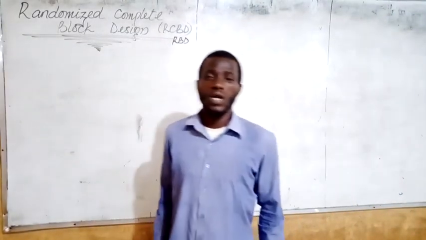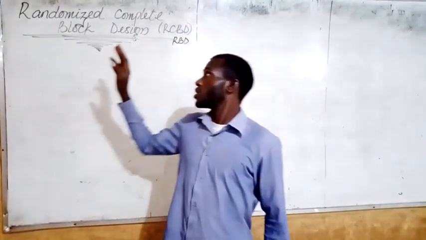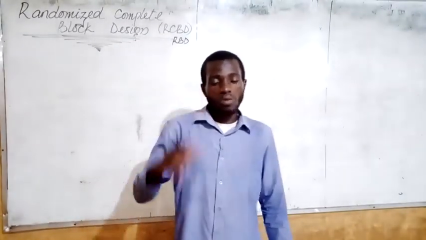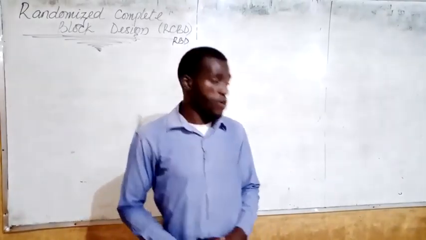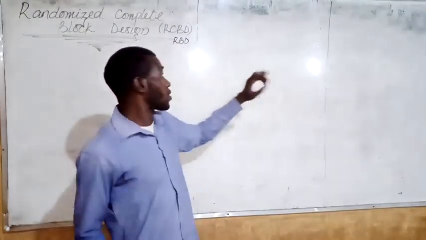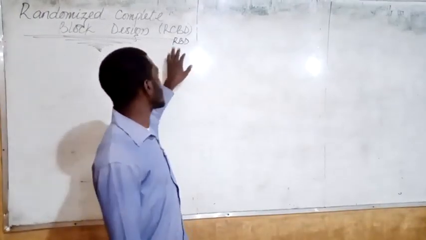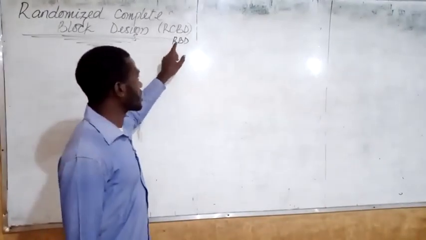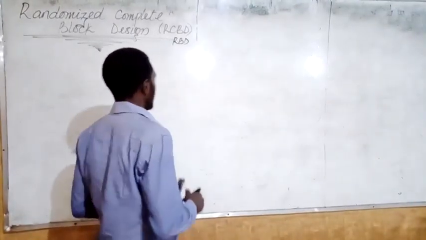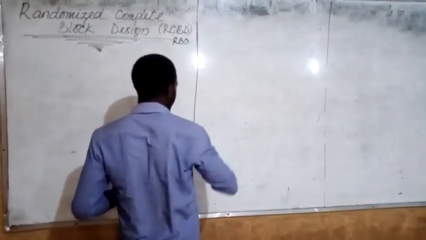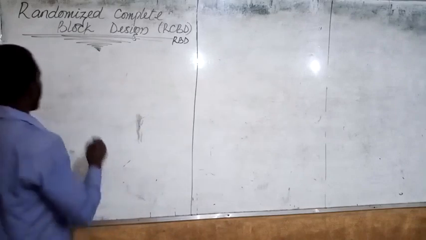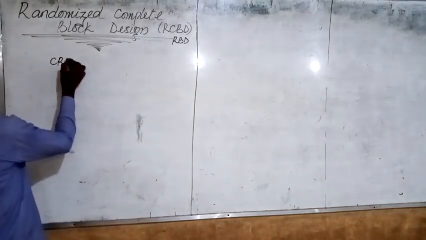In today's video, we are going to be considering the topic, the Randomized Complete Block Design. Now, what is the Randomized Complete Block Design about? First, it is abbreviated RCBD, or in common statistical parlance, RBD, which basically means Randomized Block Design.